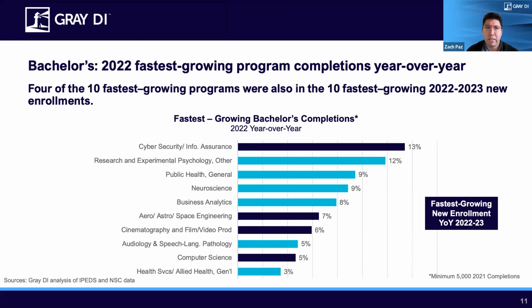And what we see here, this is the bachelor's only. And the top growing program grew 13%, and that was cybersecurity information assurance. And the other thing we can see is we've also highlighted that these are also growing in enrollment, but some of the other programs up here: research and experimental psychology, public health, neuroscience, business analytics. We're obviously going to see analytics come up and a bunch of other sources as well. Aero and astro and space engineering, cinematography, and audiology, computer science, and health services. So these are, again, some of the fastest growing bachelor's programs year over year in the most recent completions data.